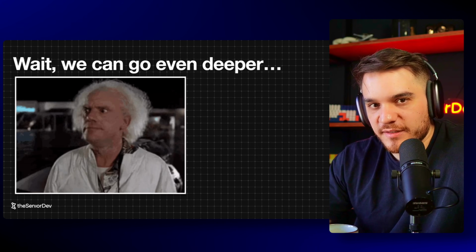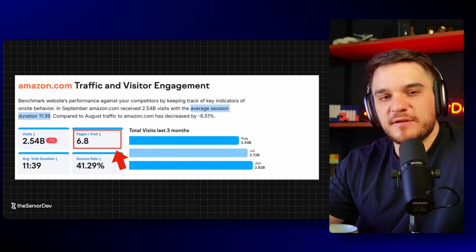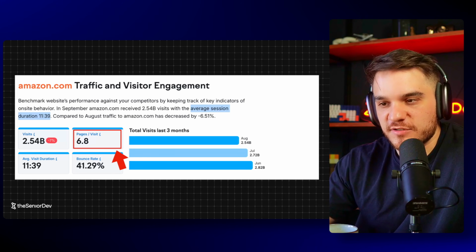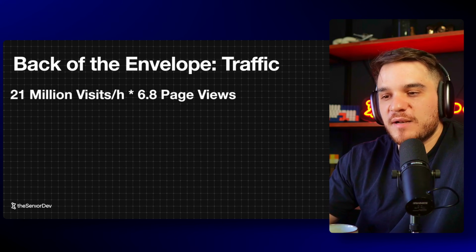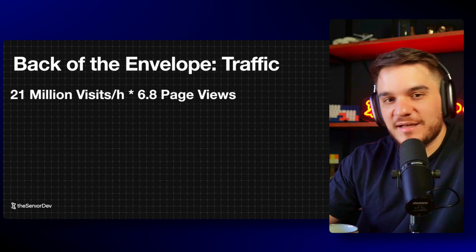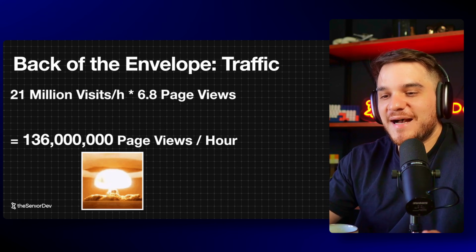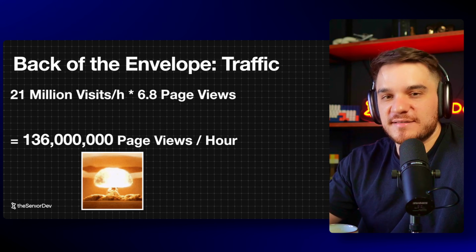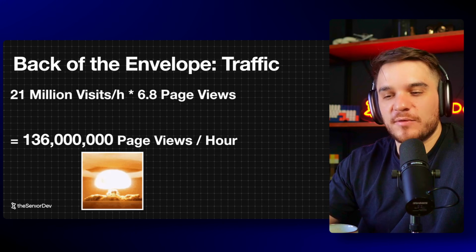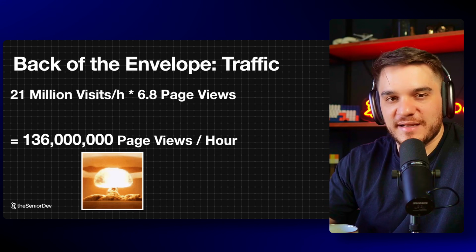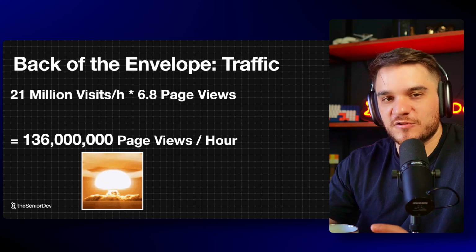But wait, we can go even deeper. It turns out that for every visit, a user will look at an average of 6.8 pages. So remember those 21 million visits per hour? Well, we multiply that by 6.8, and it turns out at peak hour, we have around 136 million page views per hour. And that's our final system requirement. Now, there's no way in the world any single server is able to handle that. So we'll definitely have to scale our architecture later on.